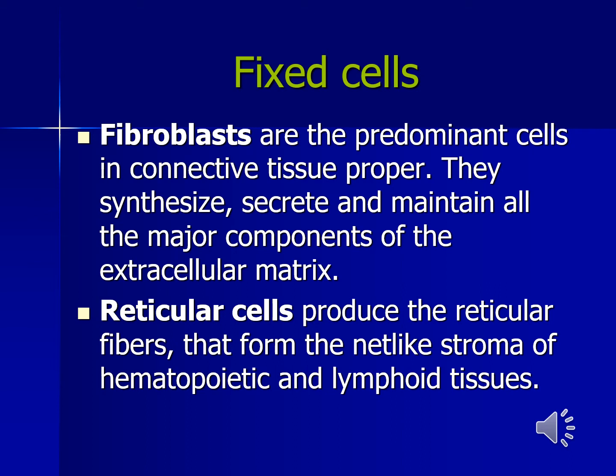The next type of fixed cells is reticular cells. Reticular cells produce reticular fibers and are present in reticular tissue. Reticular tissue is found in red bone marrow, spleen, lymph nodes.